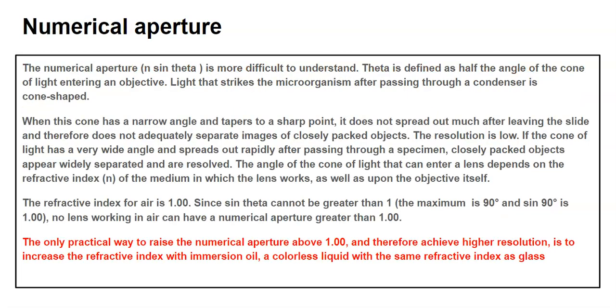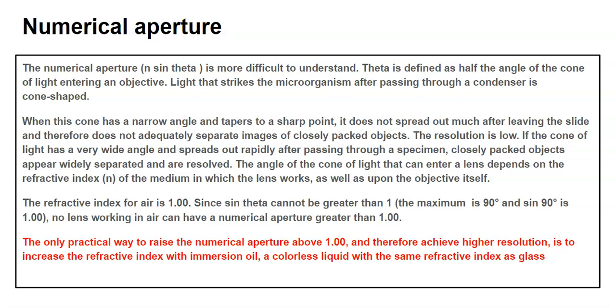So what is numerical aperture? It is an important technical concept. Theta is defined as half of the angle of the cone of light entering the objective. Recall the second video lecture, where I showed you the light microscope. The path of the light is from the bottom. The light will strike the organism, and once it passes through the condenser, it will be cone shaped.